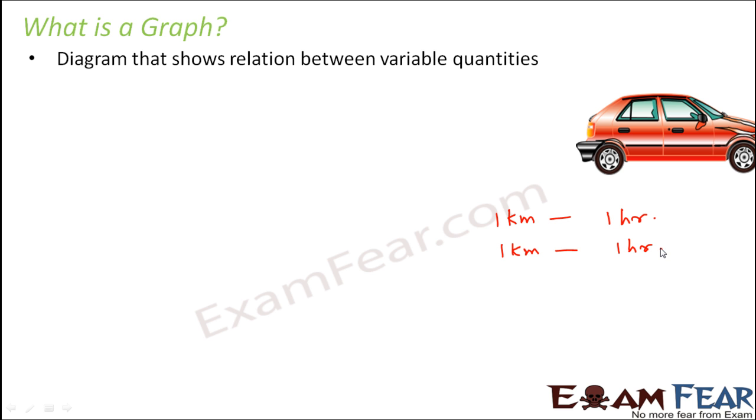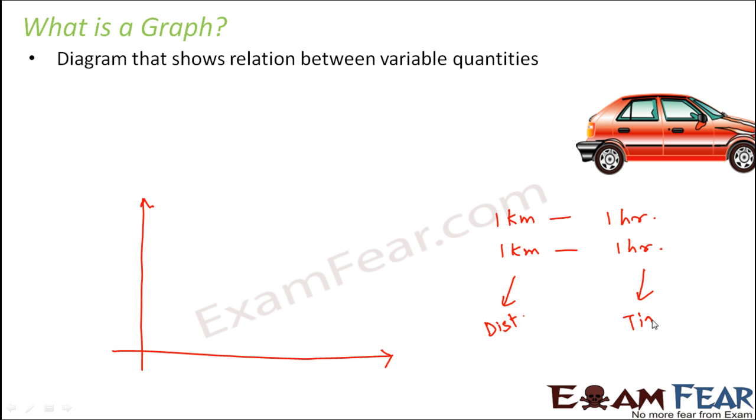So that is how the car is moving from one place to another. Now, can we represent this movement of the car using a graph? Yes, we can do that. So let us say that we draw a graph. Now, what are the two variable quantities here? One quantity is distance because the distance is changing. The other quantity is time because the time is also changing.